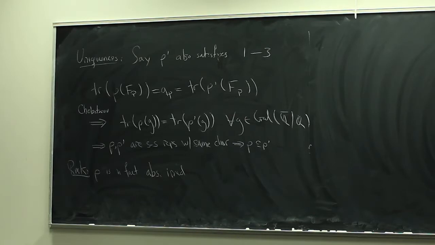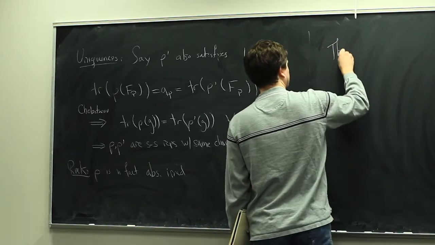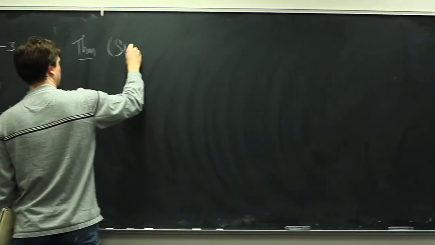Okay, so I want to do one more thing today, just as an application of this. Remember we proved this multiplicity one theorem, I think last time. So we can use this to give the proof of the strong version of that theorem. So, strong multiplicity one.